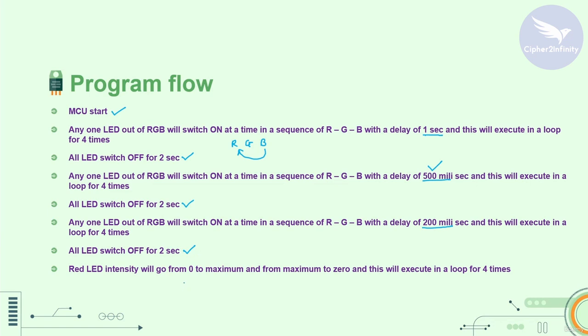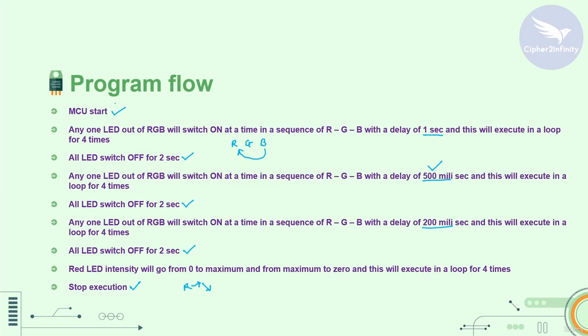So initially the red LED will remain switched off, and slowly its intensity will increase to the maximum, and from maximum the intensity will drop to 0. Okay, so this is going to execute for the 4 times. Okay, and in the end the code execution will be stopped. Okay, so the microcontroller will stop the execution.